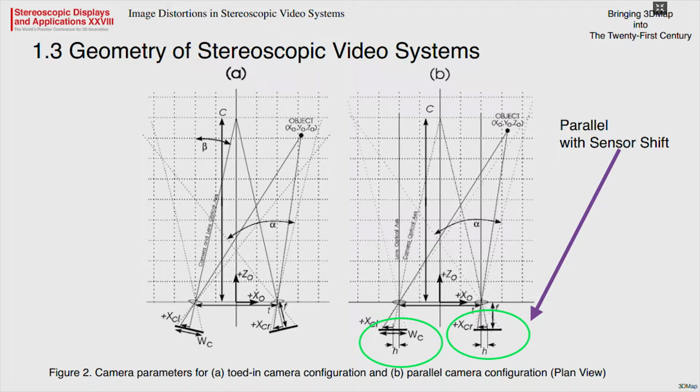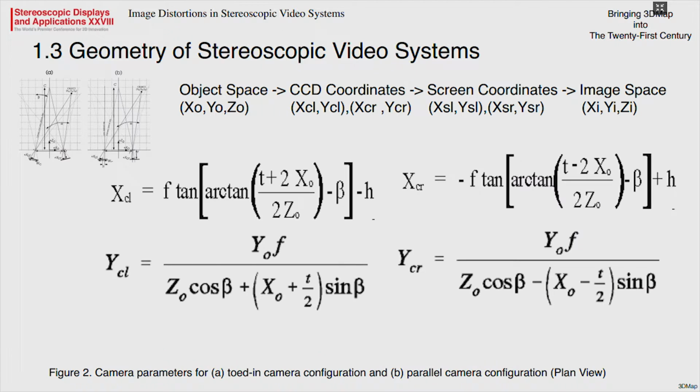And then there are 2 configurations in which the cameras can be set up. They can either be a toed-in configuration where the cameras are angled inwards, or they can be set up parallel and then use sensor shift to achieve the convergence of the 2 views. So toe-in and the parallel configuration with the sensor shift.